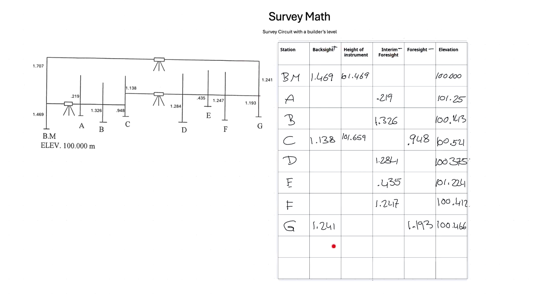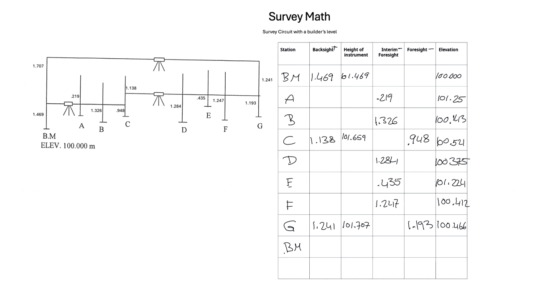So we have our elevation still in the calculator, plus 1.241. And that gets us a new height of instrument of 101.707. And now we're coming back to the benchmark. That's not how you write that. Here we go.